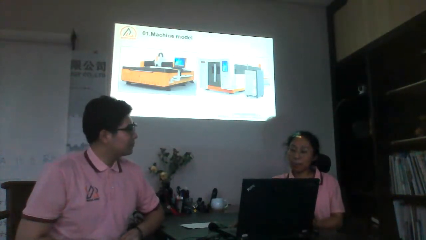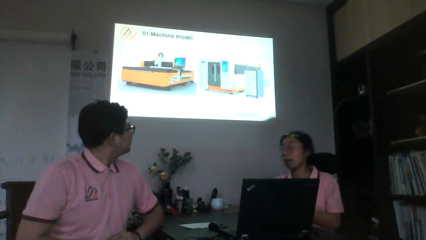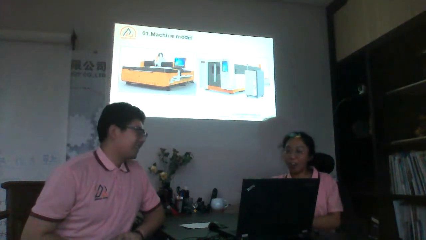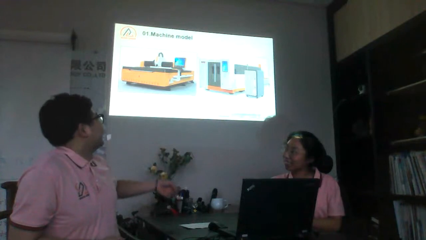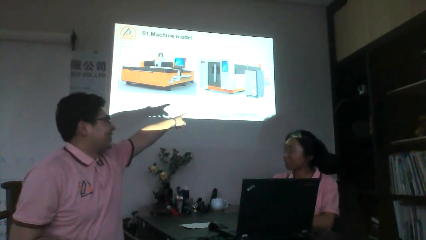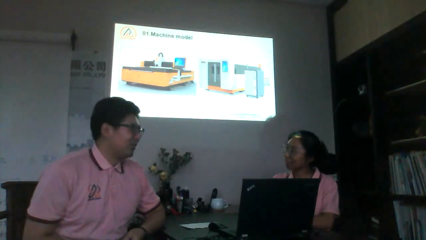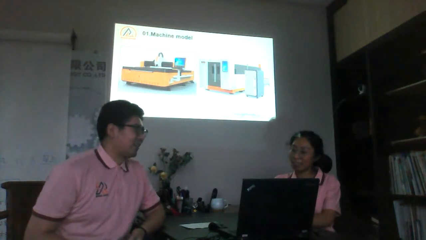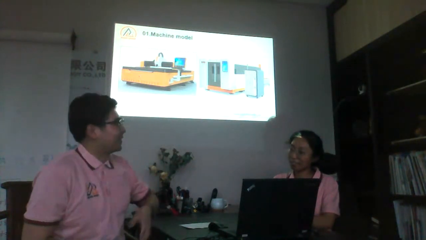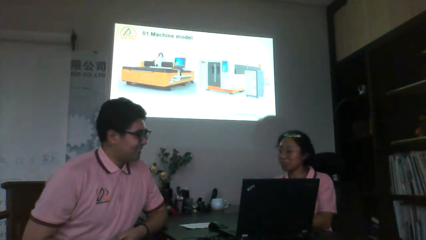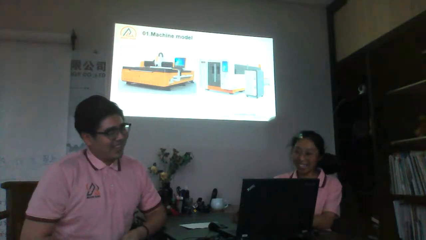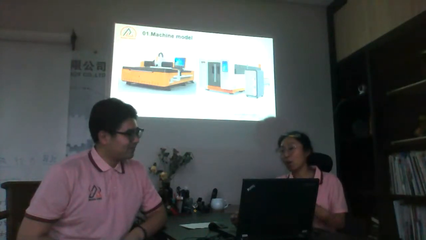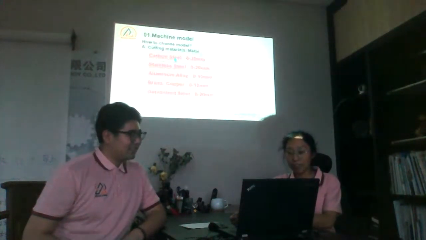In the picture, we can see our laser cutting machine, and the picture is very beautiful. The second picture looks so high-end and it's even more beautiful than the first picture. I hope our customers can see the machine and want to buy the laser cutting machine.